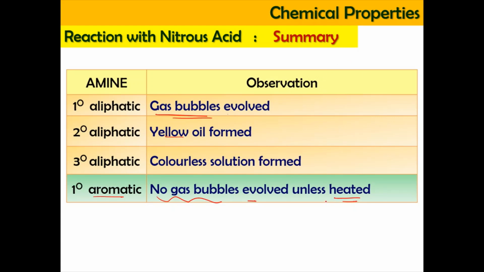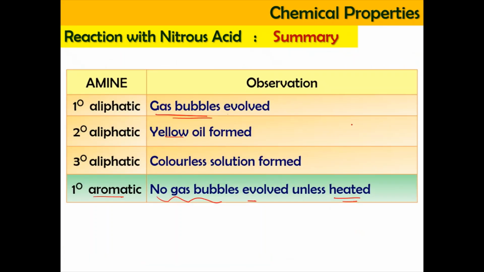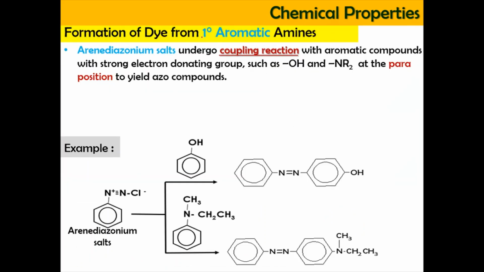Okay, and now arene diazonium salt, as what you see here, as mentioned, it is a very stable salt. This compound here can be used in order to produce dye. Okay, benzene and triple bond and chloride. So it can be used in order to produce dye. So we're going to look into the coupling reaction using the arene diazonium salt.